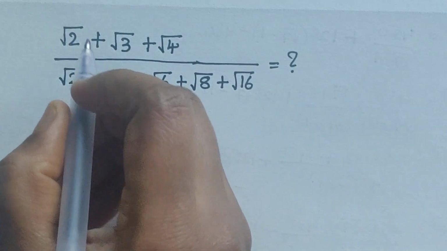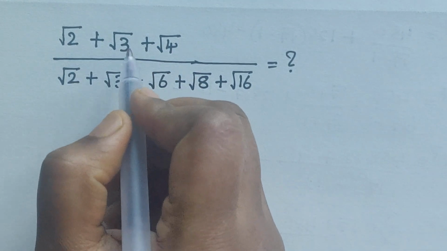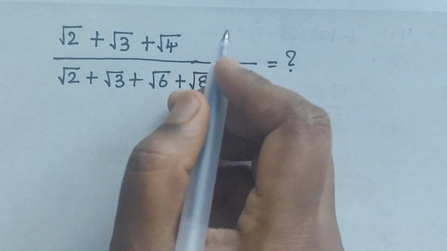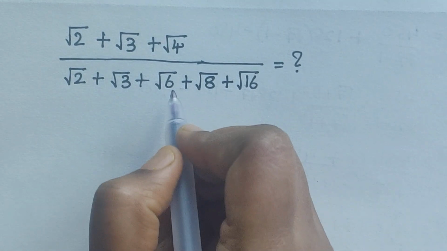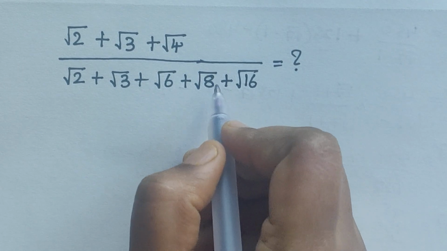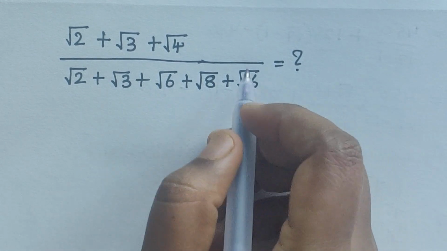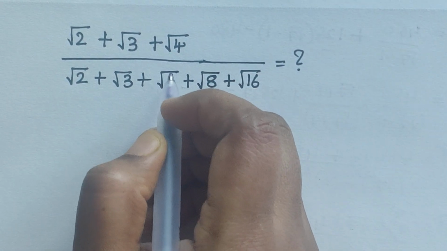Here we have one problem, that is (square root of 2 plus square root of 3 plus square root of 4) divided by (square root of 2 plus square root of 3 plus square root of 6 plus square root of 8 plus square root of 16). So how do we solve this problem? Let's see.